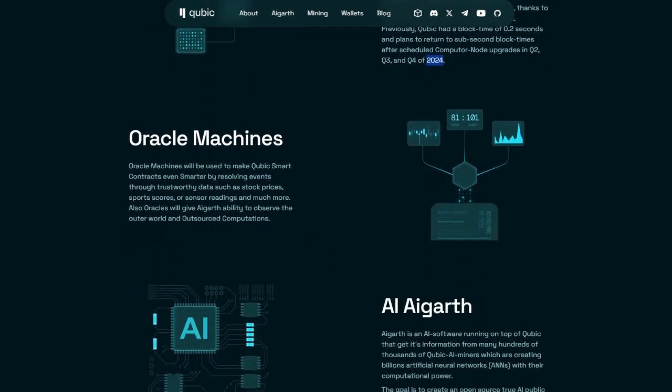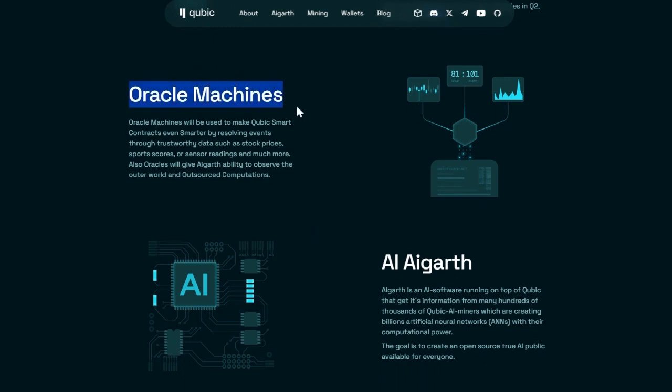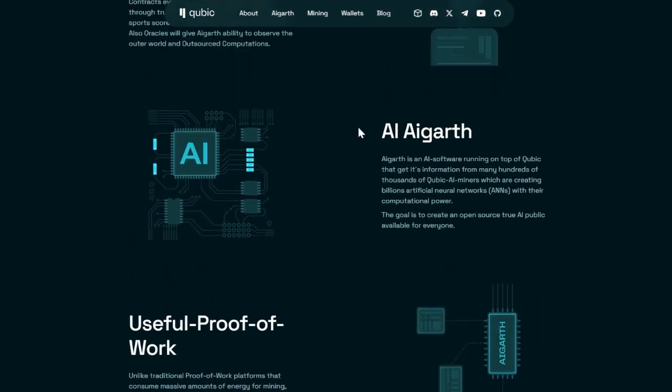And then there's Oracle machines, as we mentioned. So Oracle machines will be used to make Qubic smart contracts even smarter by resolving events through trustworthy data such as stock prices, sports scores, or sensor readings, and much more. Also, oracles will give Qubic the ability to observe the outer world and outsource computations. So basically, through Oracle machines, Qubic can link to the real world and pull data from the real world to add into its AI and into smart contracts that are created on the network. And the oracles will burn Qubic as well, which is another really interesting point.